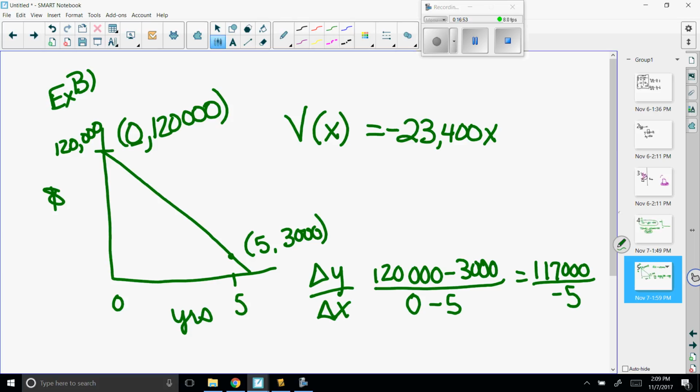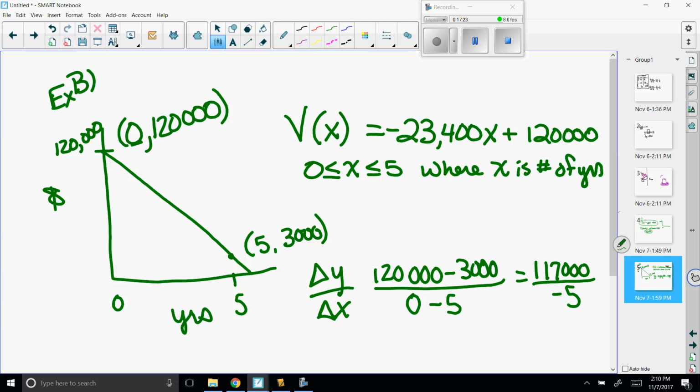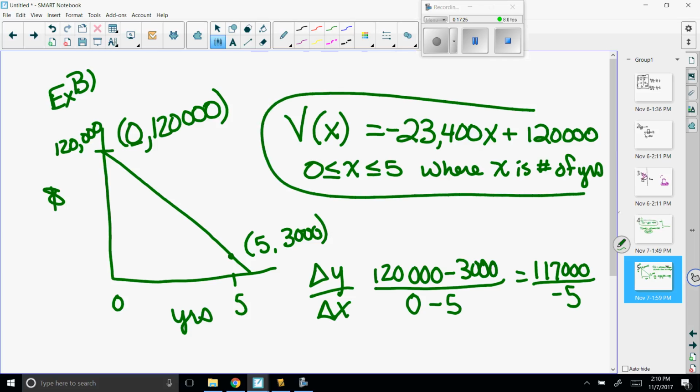I'm not done with my equation. What do I need? The y-intercept, plus 120,000. And that is for x between 0 and 5 inclusively, which means it includes those values because of the equal sign, where x is the number of years that I have owned the machine, right?